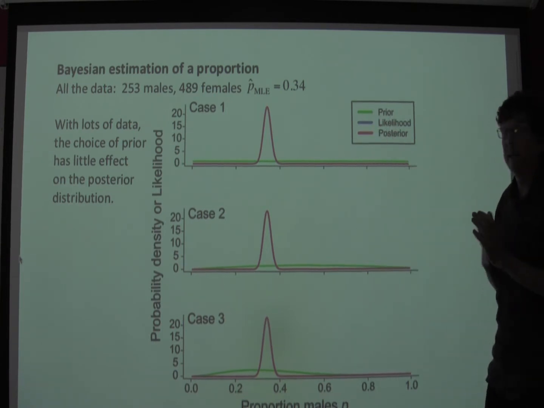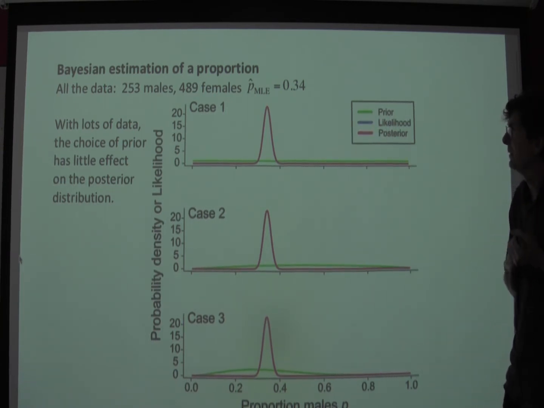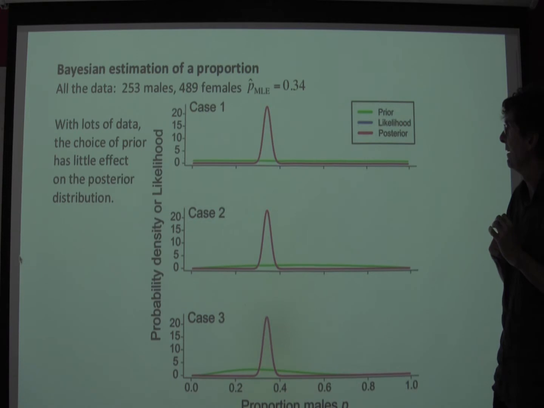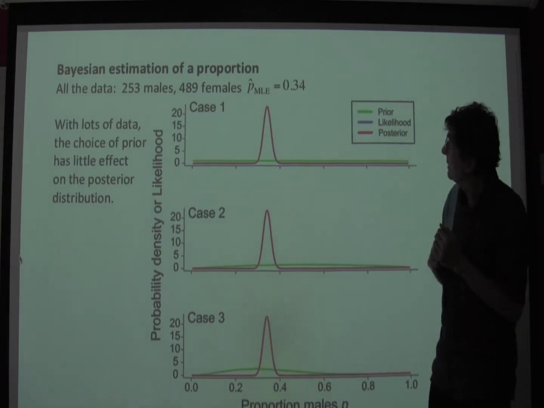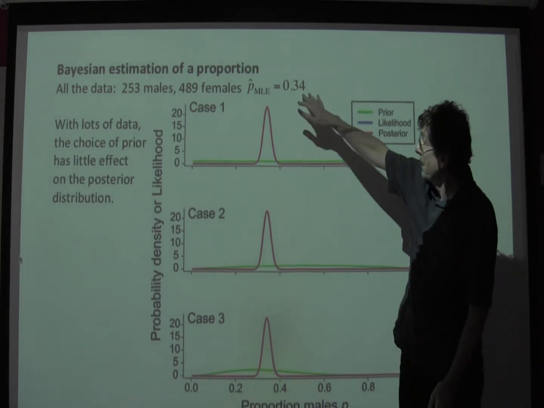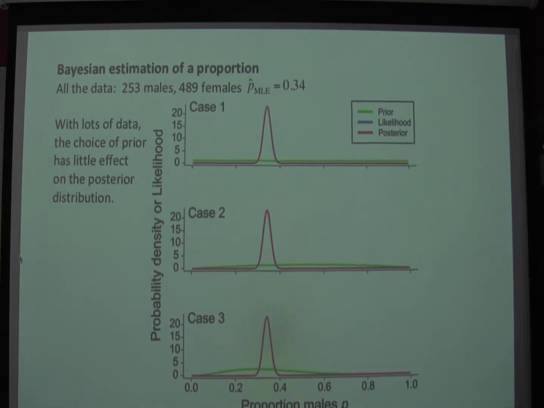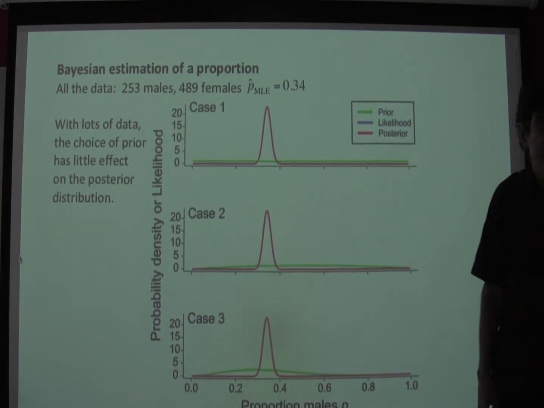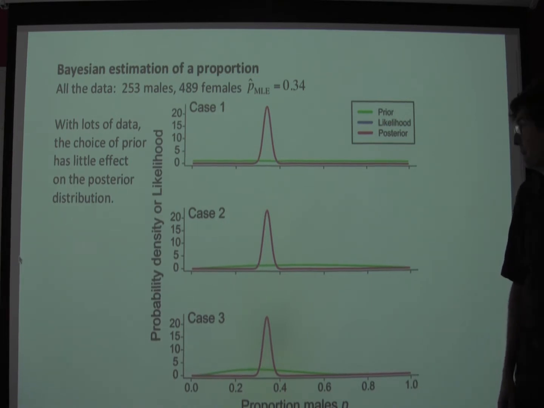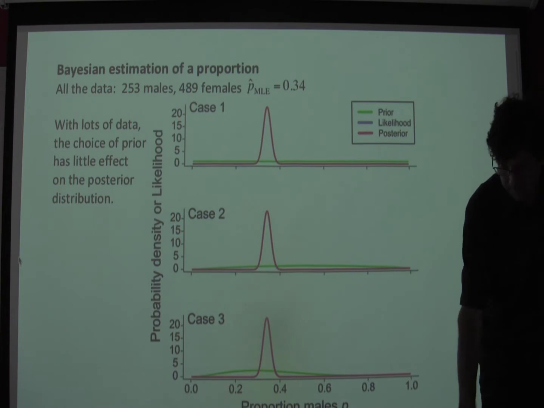When I analyzed all the data, which was actually a much larger sample, 253 males, 489 females, the Bayesian estimate of proportion is the same regardless of the prior in these three cases. So that just illustrates what I said earlier, which is that the prior has little effect.